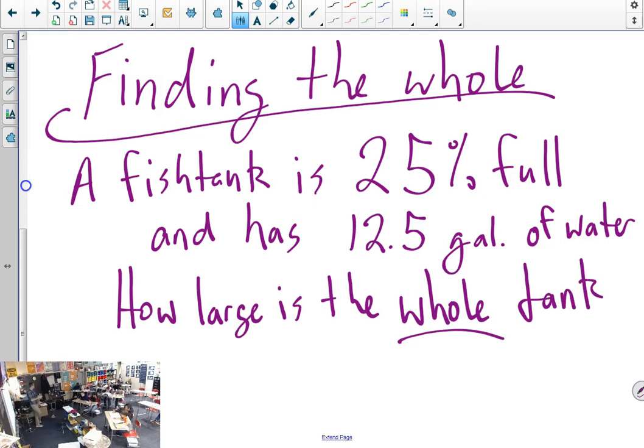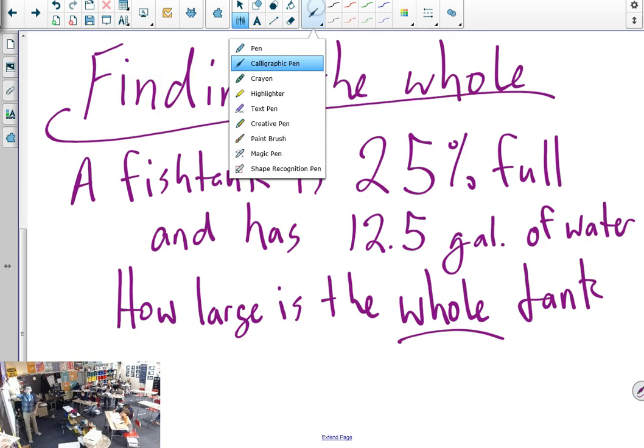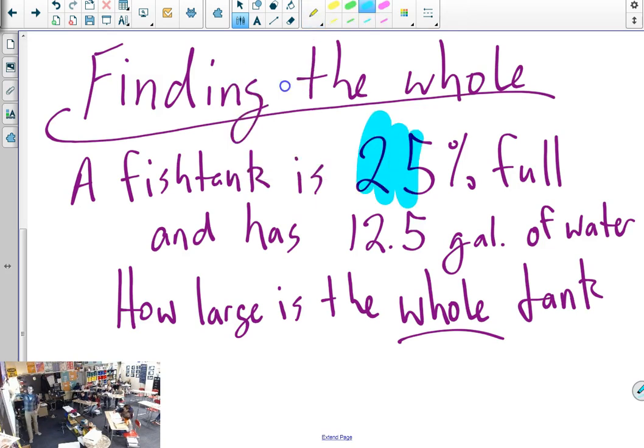So here are the critical things you have written down. The percent that we've been given is that we're working with 25%, right? And that 25% corresponds to what? The 12.5 gallons. We have two ways we can find this. The equation I just gave you, which I'll show you in a moment, and we have another one that should be more familiar.